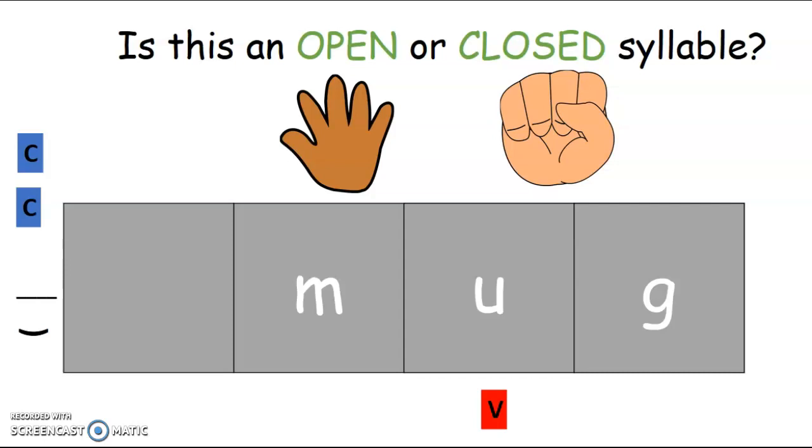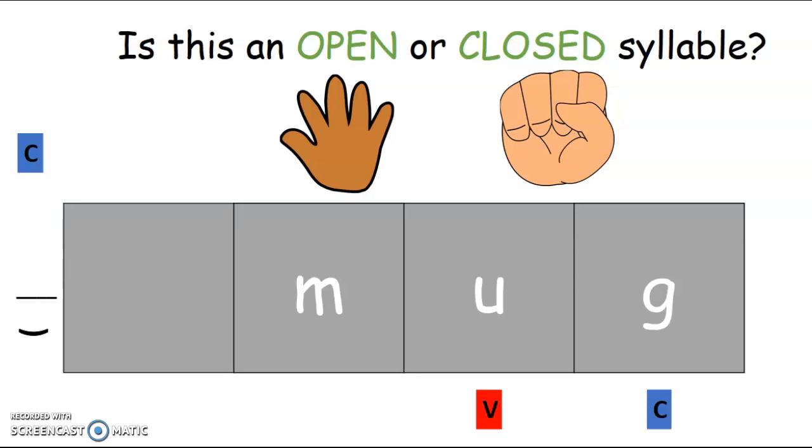Following that, we need to figure out what comes after the vowel. Well, if I look after my vowel, I see that I have a G. Let's think about that. Is it a vowel or is it a consonant? That's right, boys and girls, a G is a consonant. So we will label the G as a consonant.